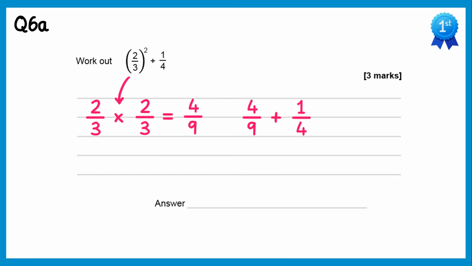So the question is just 4/9 plus a quarter. To do this, we look for a common denominator. The lowest common multiple of 9 and 4 is 36, so we'll write that on the bottom of both fractions. We then convert 4/9 to something over 36. 9 times 4 gives 36, so we times 4 on the top. 4 times 4 is 16. For 1/4, we times by 9, so it's 1 times 9, 9. We can then add the numerators together. 16 add 9 is 25, so we get 25 over 36.